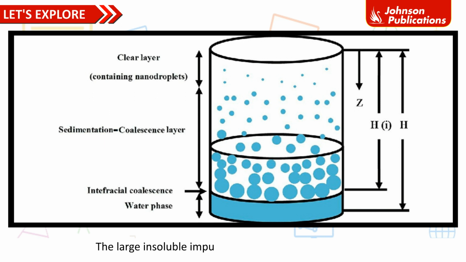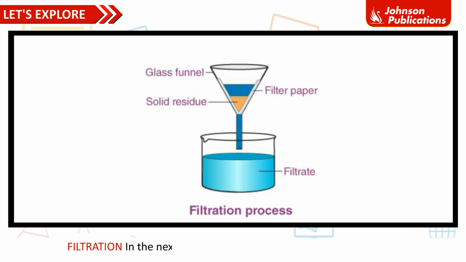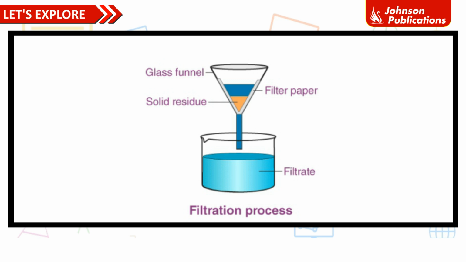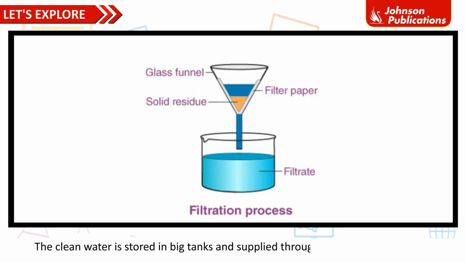The large insoluble impurities settle down at the bottom. Filtration. In the next stage, the water goes into the filtration tanks. Here it is filtered through sand beds to remove small insoluble particles. Chlorination. Chlorine is added here to the water to kill disease-causing germs. The clean water is stored in big tanks and supplied through pipes to all the people.